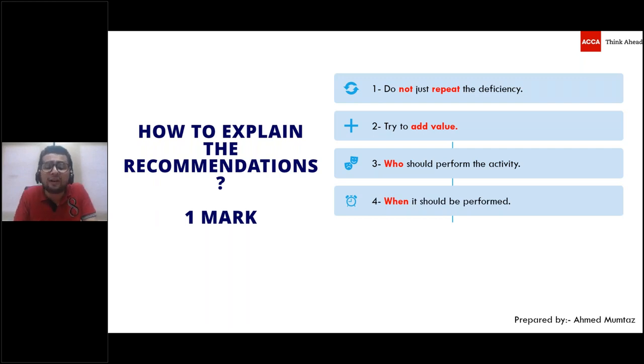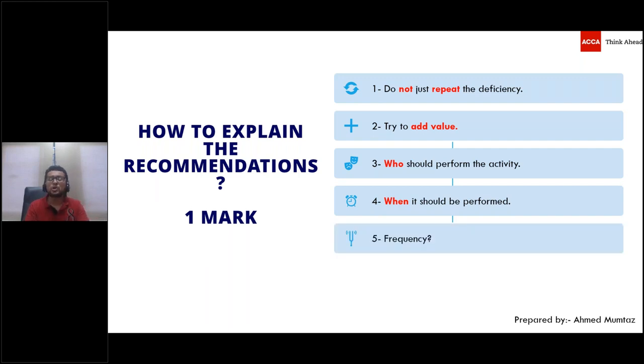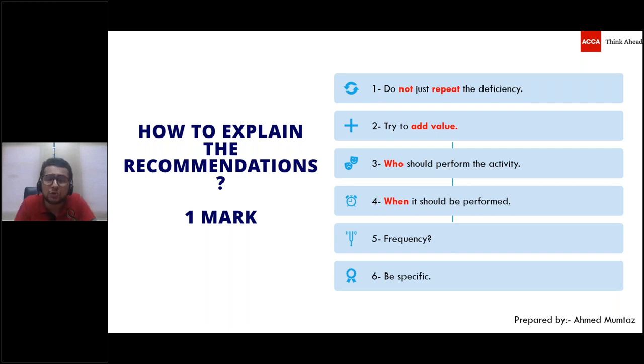You should also refer how often this activity should be performed, when it should be performed, on a regular basis, on a weekly basis, on a monthly basis. So you should suggest some kind of frequency. You have to be specific when it comes to recommendation. Dear students, a common mistake which students all over the world commit when it comes to recommendation is they just rewrite the deficiency.